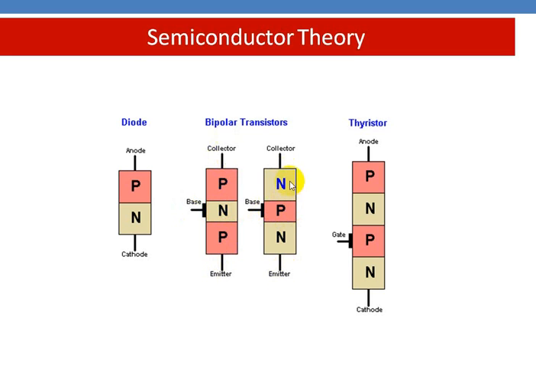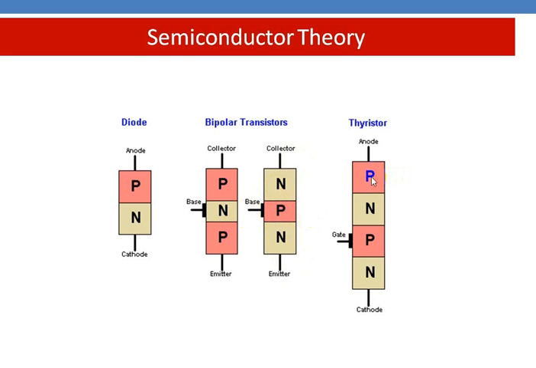NPN transistors. From the two outer end regions, the terminals are taken, and they are named collector and emitter, and the middle region, the P region, is called the base. Usually this middle base region will be thinner compared to the outer layers.